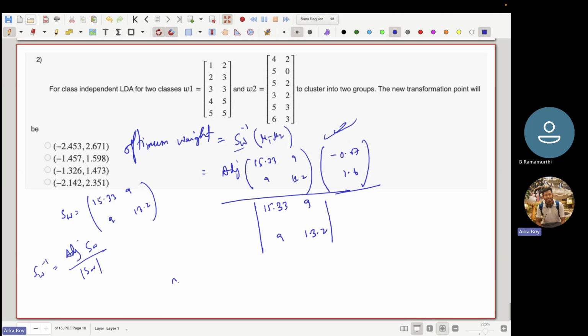And then after you get the optimum weight, y is equal to W transpose X. So if you do this, you will get the final answer. And the final answer is minus 1.457.